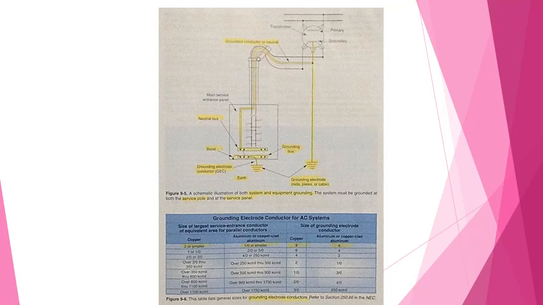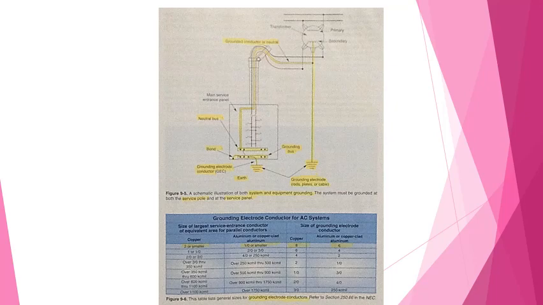Another method of system grounding is to connect the grounding bus to the metal piping of the water supply system in the building. It is a common practice and requirement to use both grounding methods together. It is necessary that the two grounds be interconnected or bonded.